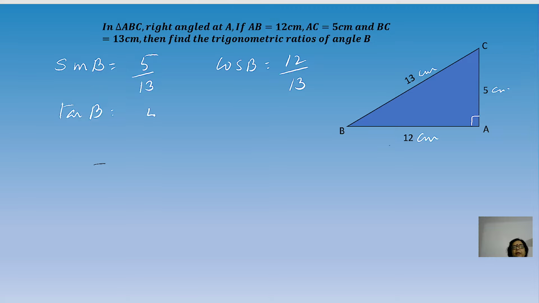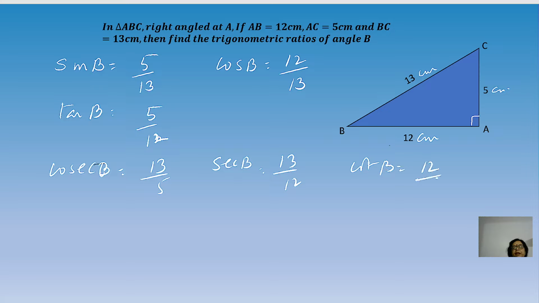5 upon 12. And if we take the reciprocals, cosec B will be equal to 13 by 5, sec B will be equal to 13 by 12, and cot B will be equal to 12 by 5. So these are the values of the different ratios in actual measurements. Now, all these are co-prime, so of course we do not cancel out or reduce them further.